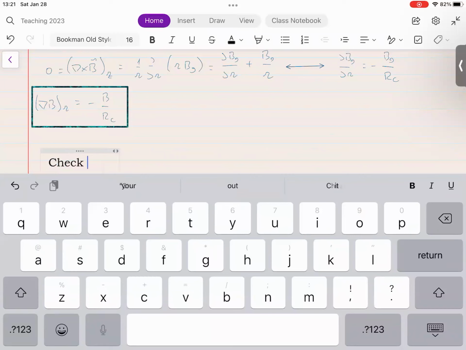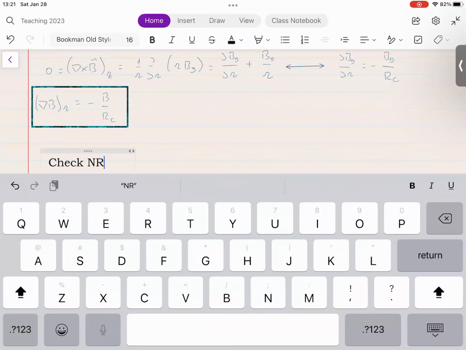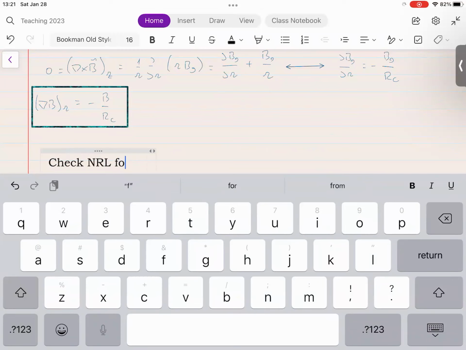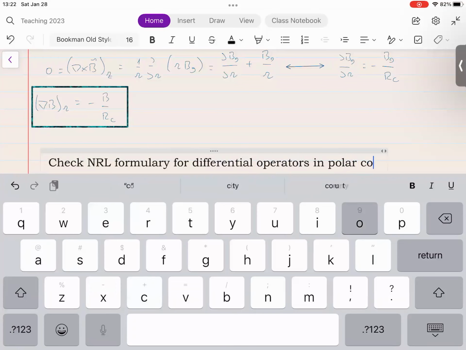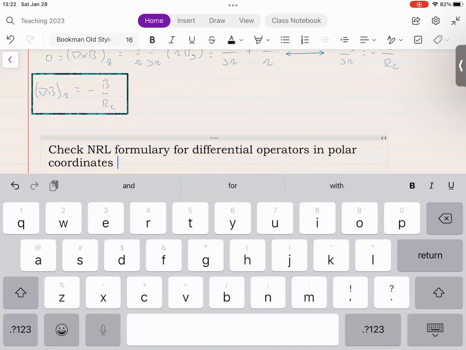As a reminder, check the NRL formulary for differential operators in polar coordinates, curvilinear coordinates in general. Let me call it curvilinear.